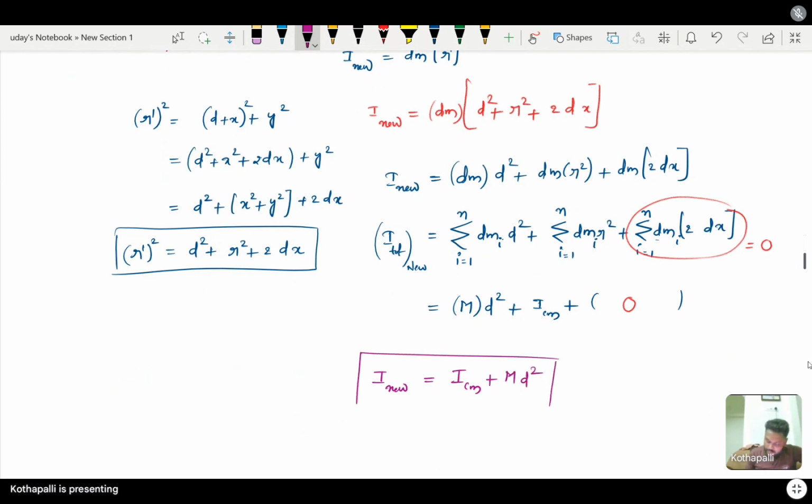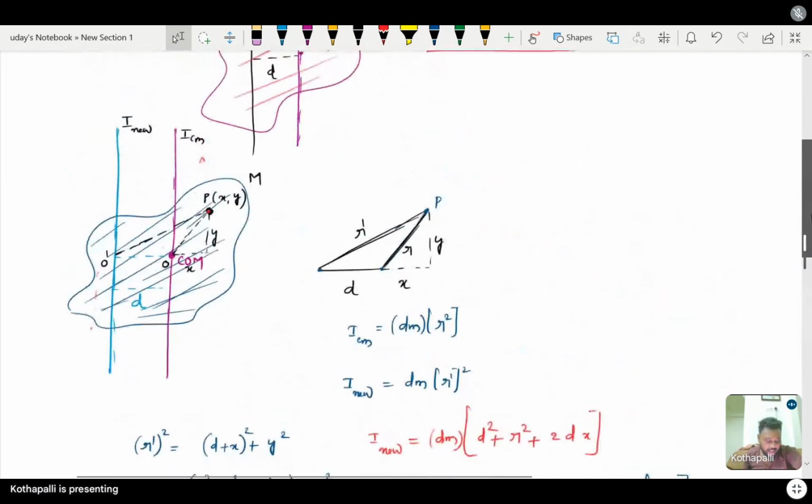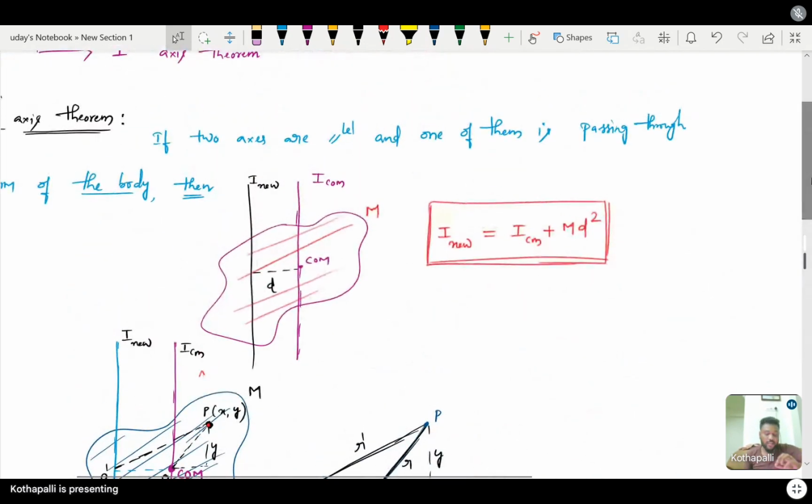Now the moment of inertia about the new axis for the entire system is I about the center of mass of the total system plus m into d square. Is it clear? So the moment of inertia about any new axis which is parallel to the center of mass axis is always equal to ICM plus md square. The mandatory condition to apply this formula is that one axis must be the center of mass axis. It is only applicable where two parallel axes are there, and one of them passes through the center of mass.